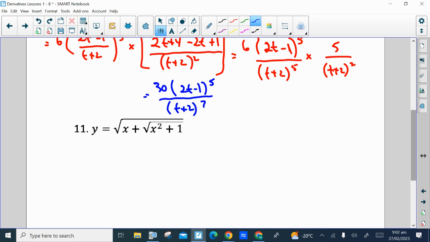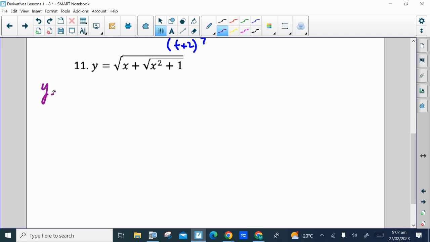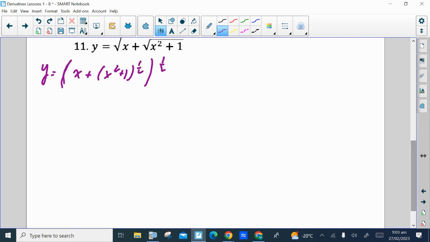All right, question 11. We've got a radical within a radical. Like we've done before, we would start by writing these as powers. So it'll be x plus the x squared plus 1 is raised to the power of half, and the whole thing is raised to the power of half, because it's all under that first radical. So sometimes you're going to use the chain rule within the chain rule. And this is one of those steps. So let's see how this works.